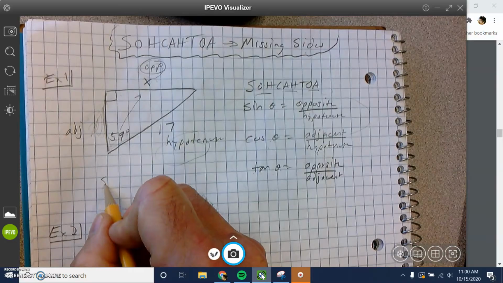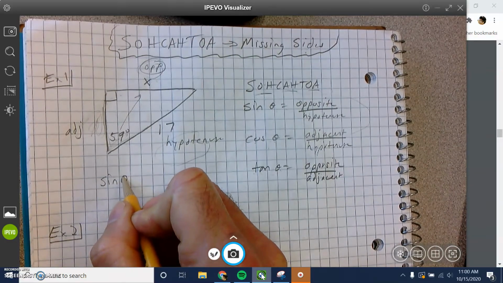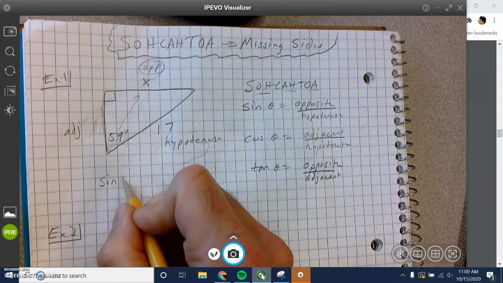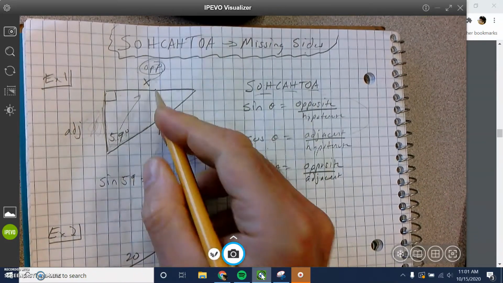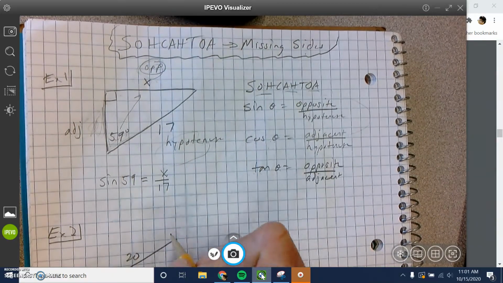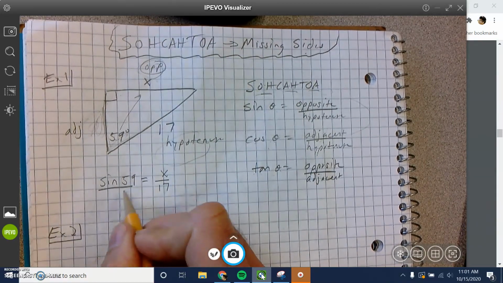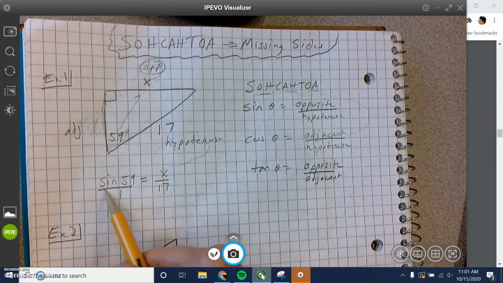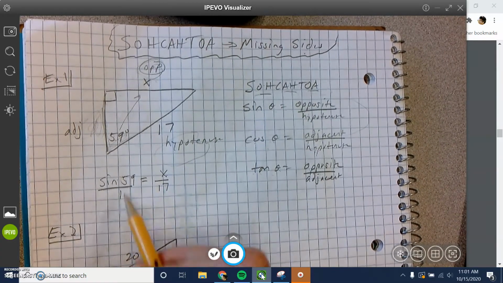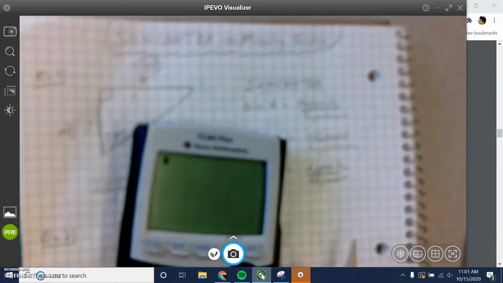So this is what I'm going to do. Sine of theta, my bad, sine of 59. We know the angle, so it's not theta, equals opposite x over hypotenuse 17. So how do we solve this? Well, I'm going to create a ratio. So put sine of 59 over 1. This is a number over 1.